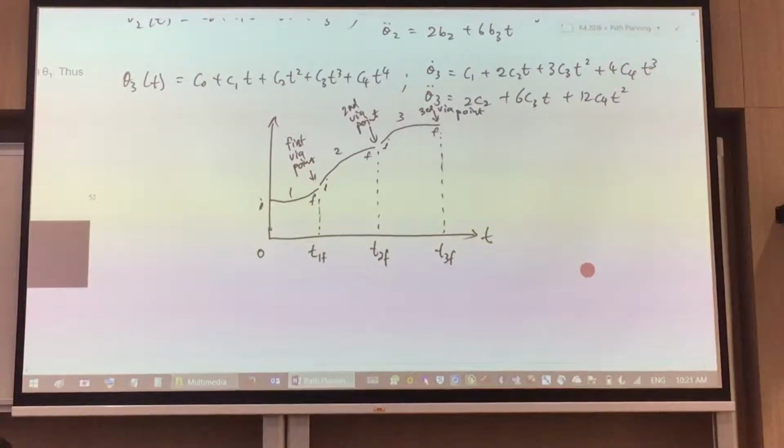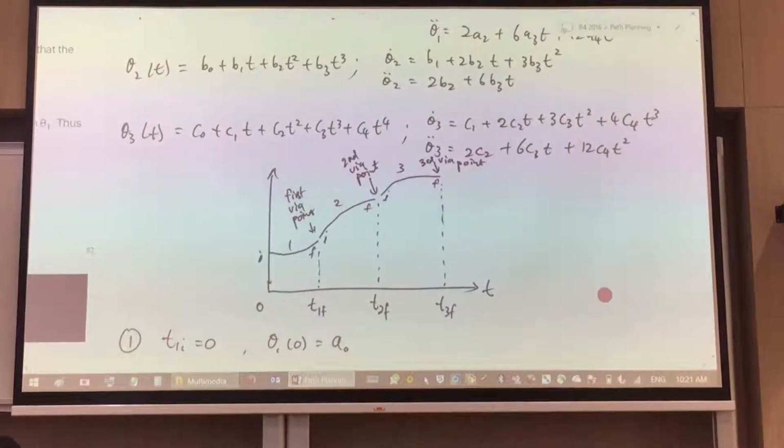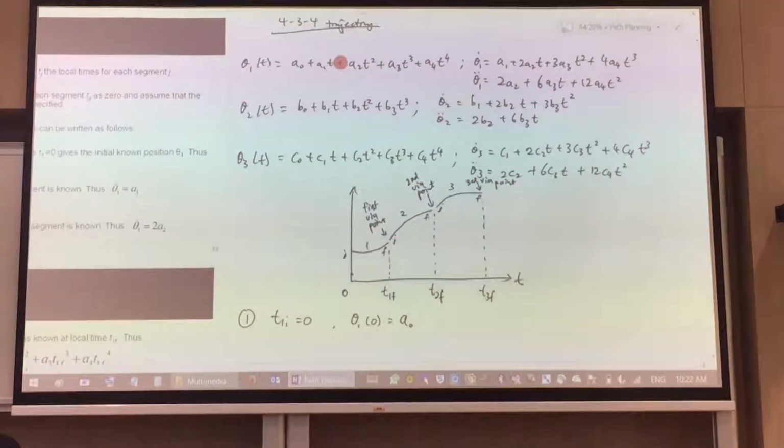So let me outline all the boundary conditions, 14 of them. The first one is when T1I is at 0 seconds. So I'm going to have theta 1 at 0 seconds equal to A0. How do I get A0? That's by just substituting 0 for time over here, for t equal to 0. So I get an A0 over there.